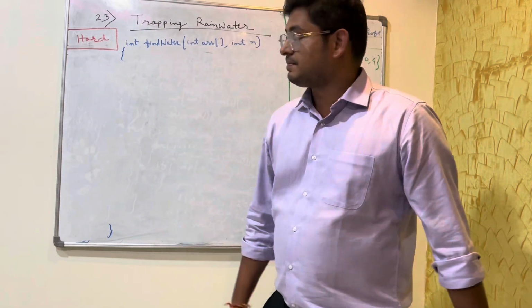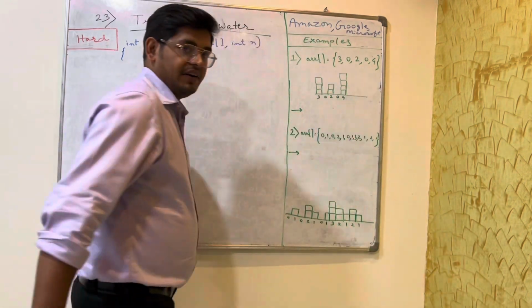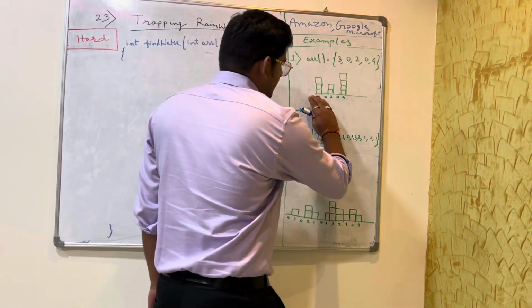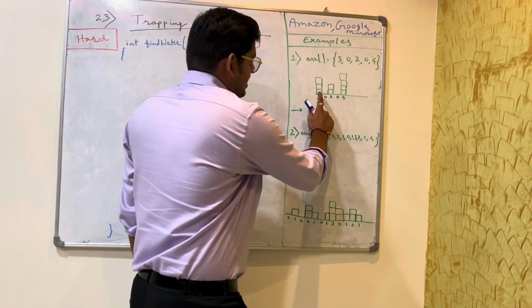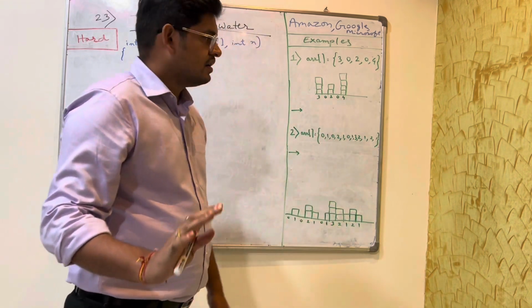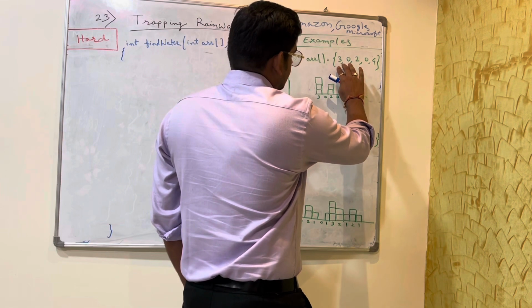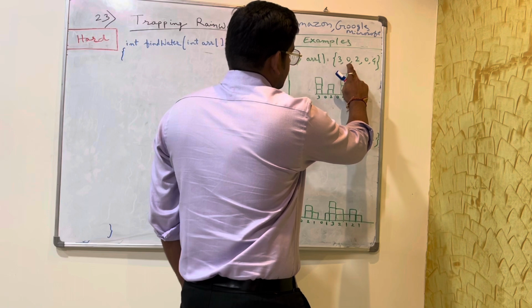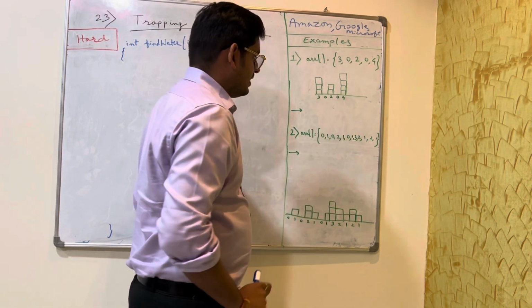So let's begin. We are given an array of non-negative integers, represented by an elevation map, where each bar's width is 1. In this example, the array contains the elements 3, then 0, then 2, then 0, then 4. It is represented over here in this way.